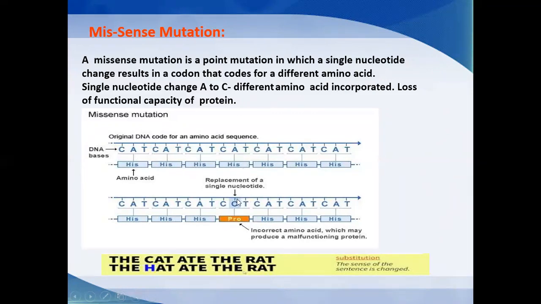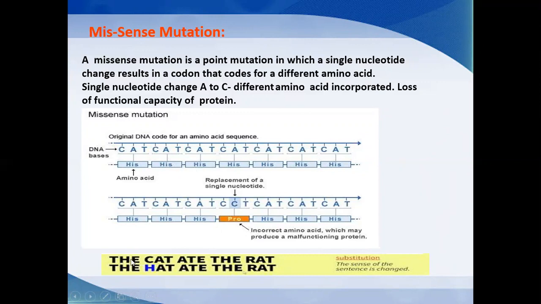But after replacement of A with C, that codon recognizes proline instead of histidine. So an incorrect amino acid, which may produce a malfunctioning protein. That's why we are unable to get the required protein molecule. We are getting a different protein molecule that leads to a change in the amino acid sequence. So an incorrect amino acid is placed in the polypeptide chain.